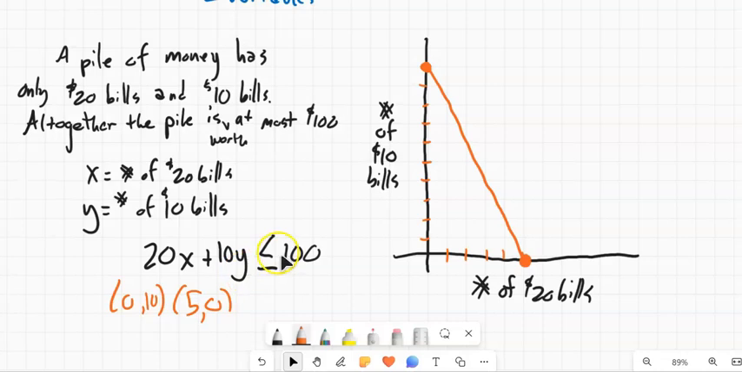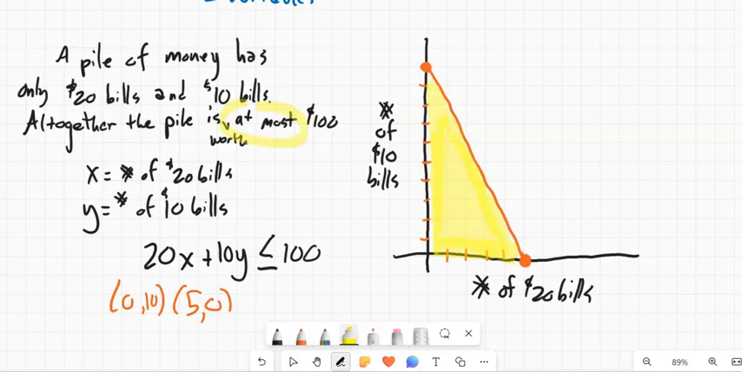X is less, this is less than 100. So if I had 0 and 0, that's less than 100. So this side gets shaded. I would shade it here. And any point that's in that shading then becomes the answer. It becomes an answer that is valid, that works.